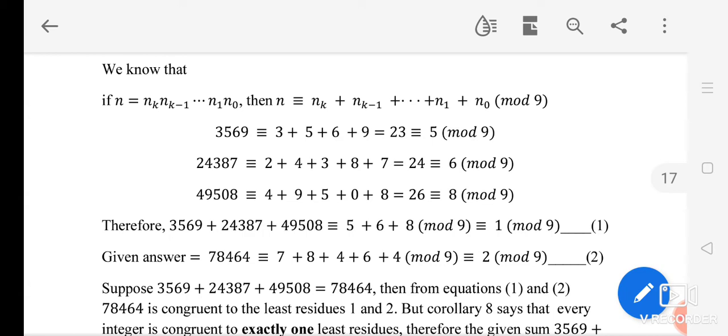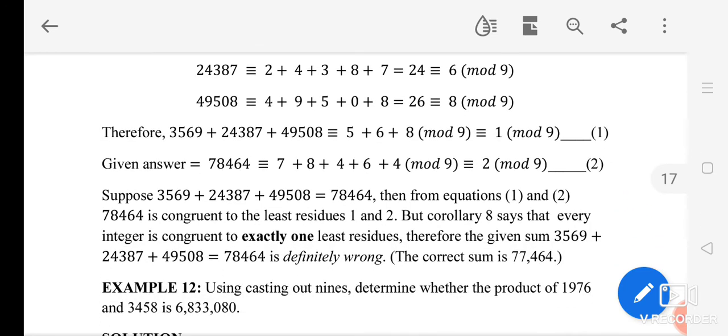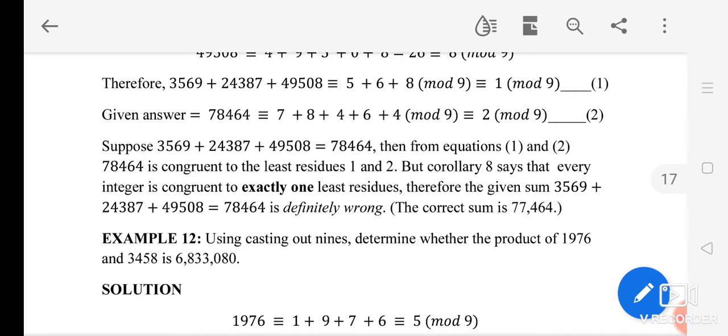Then from equations 1 and 2, 78,464 is congruent to the least residues 1 and 2. So 78,464 has 2 least residues, but Corollary 8 says that every integer is congruent to exactly one least residue. Therefore, the given summation is wrong.